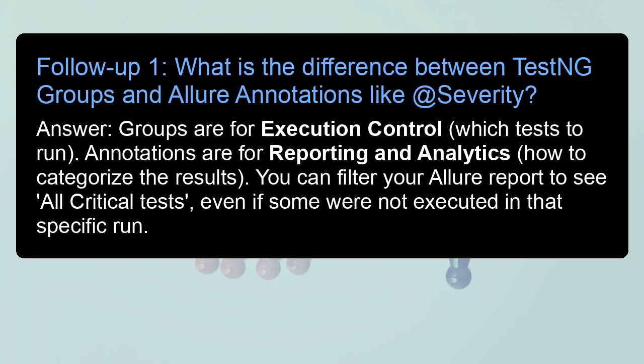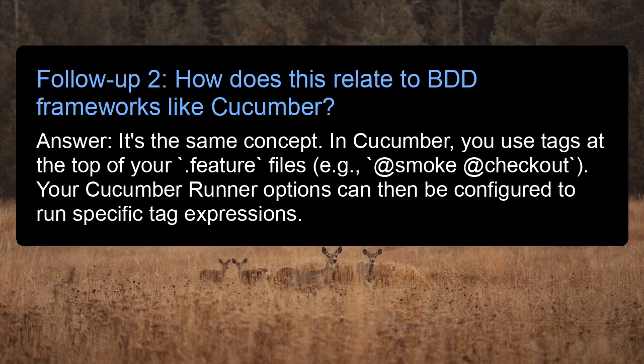Follow-up 1. What is the difference between TestNG groups and Allure annotations like @Severity? Answer: groups are for execution control, which tests to run. Annotations are for reporting and analytics, how to categorize the results. You can filter your Allure report to see all critical tests, even if some were not executed in that specific run.